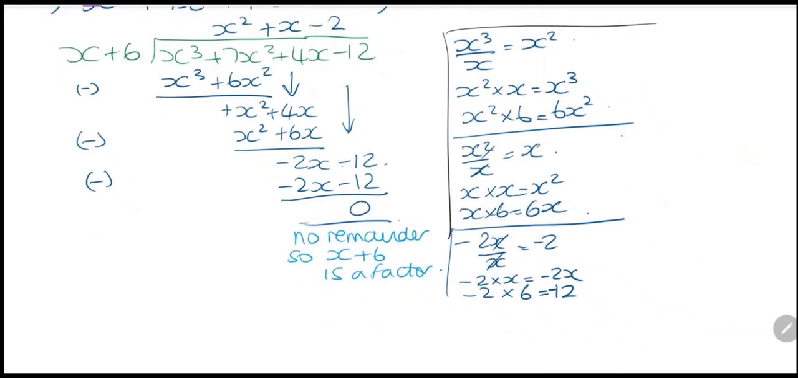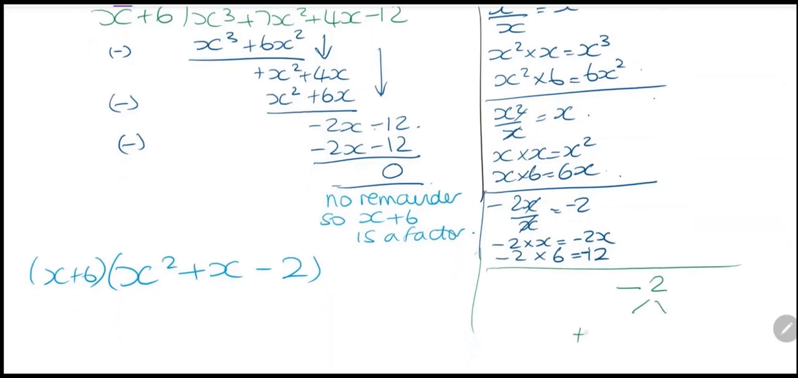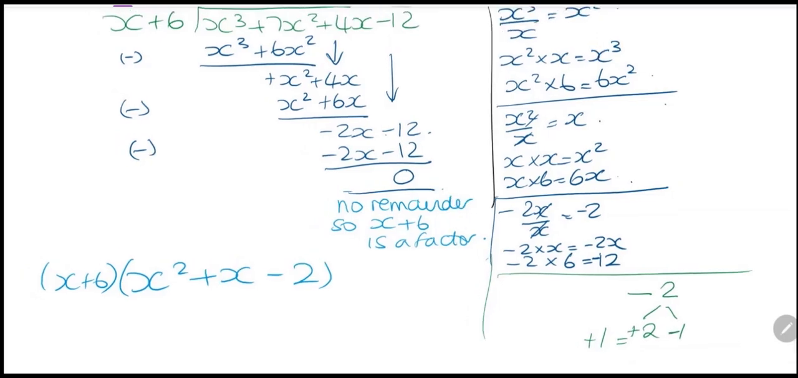So now we need to factor further. So we've got x squared plus x minus 2, and we had x plus 6. So we have minus 2. So factors are minus 2, the ones that add together give us plus 1. So that's going to be plus 2 and minus 1. So we have x plus 2 and x minus 1.